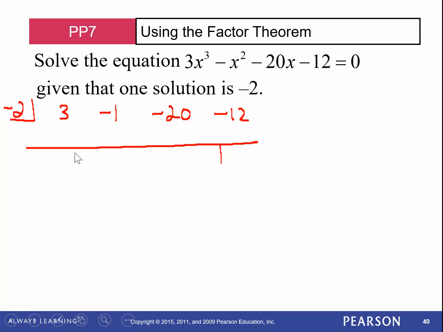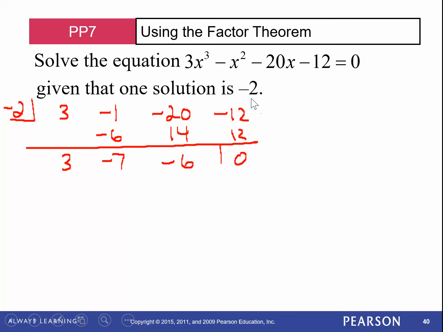All right, hopefully you guys are staying ahead of me here. I'm going to try to catch up though. So 3 goes down, 3 times the negative 2 is negative 6. Negative 6 and negative 1 make negative 7, and then times negative 2 makes a 14. Add with the 20, how about a negative 6 this time? Hey, perfect. Negative 2 times negative 6 is a 12, and I get my remainder of 0. Okay, what am I interested in this time? Not the remainder. I'm interested in this part right here that's left over.